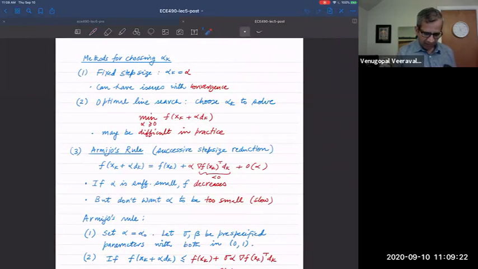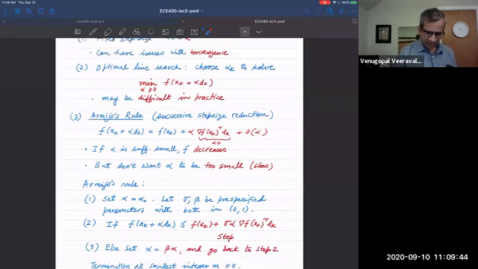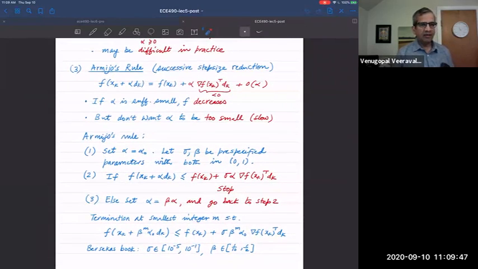Okay, and then we talked about methods for choosing the step size, and of course the best way to choose the step size would be to choose the step size to give you the maximum decrease in the function. That's the optimal line search method, which is given here. But this may be difficult to implement in practice. Then we talked about Armijo's rule, which is basically a backtracking algorithm. So you try something out for a step size, and then successively decrease it by a factor beta, which is less than 1. And then there's a stopping criterion that you use to decide when to stop decreasing the step size. Okay.